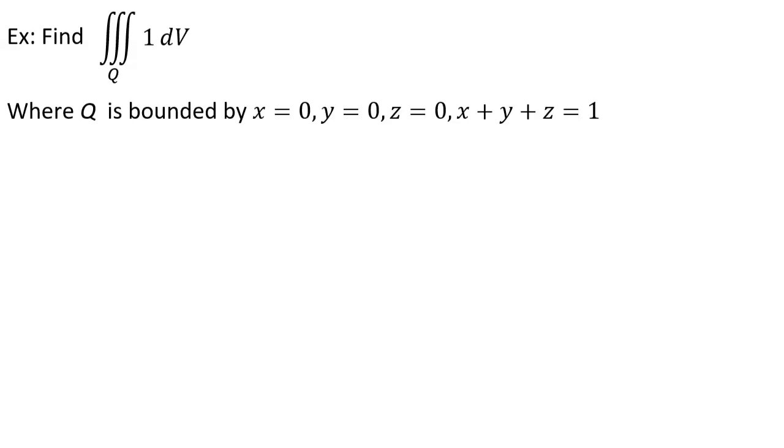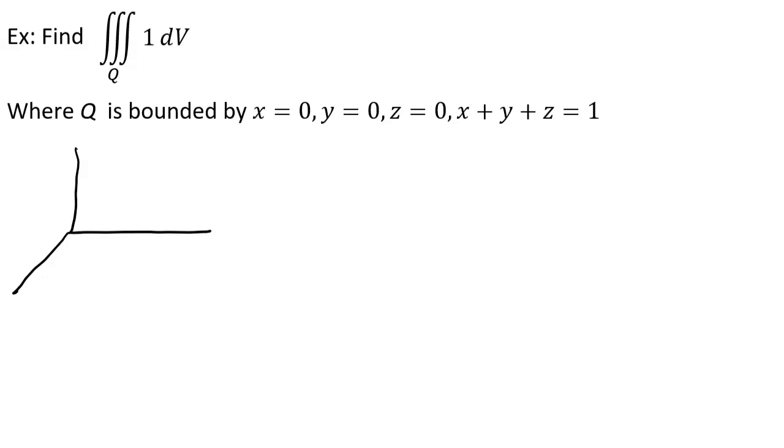It says Q is the solid bounded by x equals 0, y equals 0, z equals 0, and x plus y plus z equals 1. So we've got 4 different planes that we're bounding by. So let's actually draw this region, this surface that we're trying to draw.